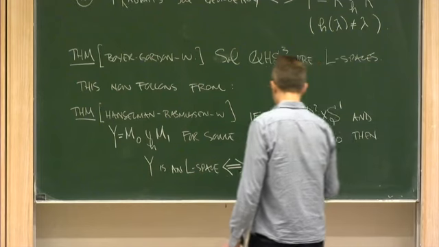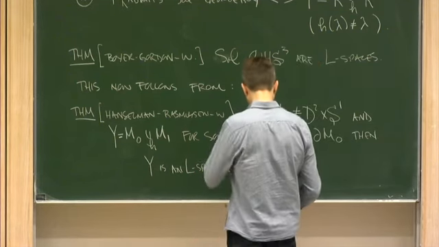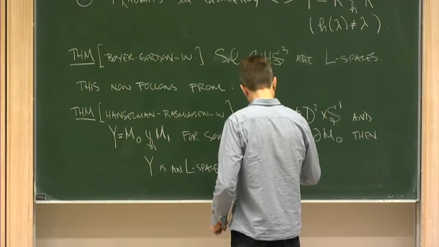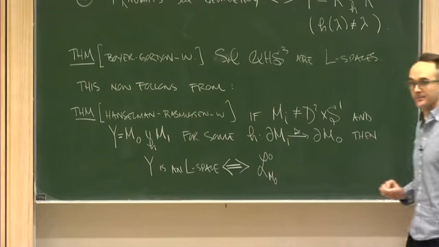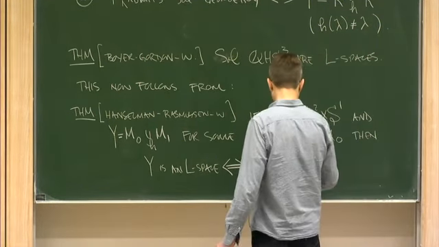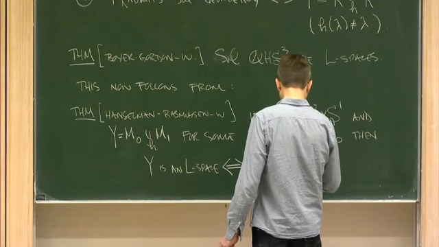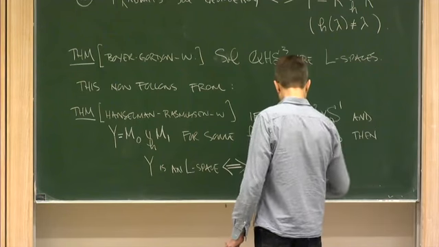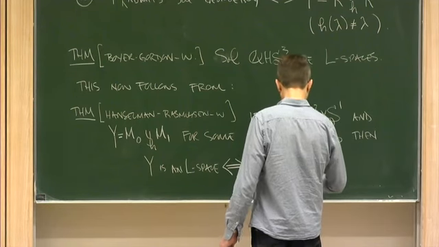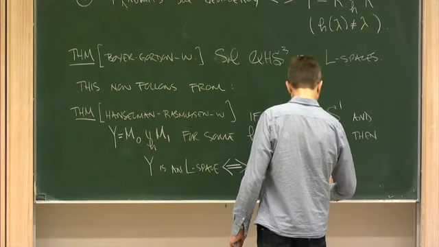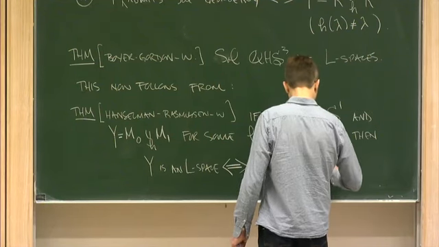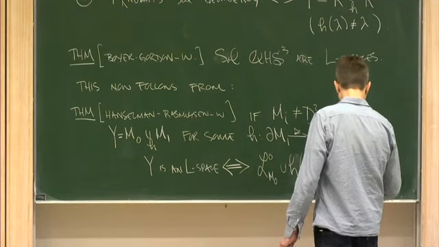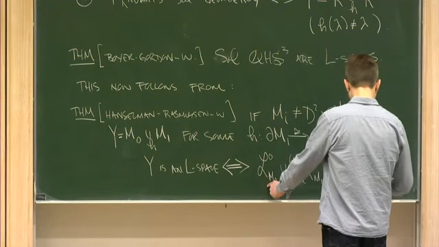Y is an L space if and only if when I take the set of L space slopes for M0, and I look at the interior of this set, and I take the union of that with the image of the set for M1, the interior, then I should get all of the slopes in M0.